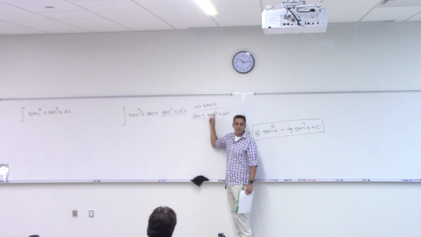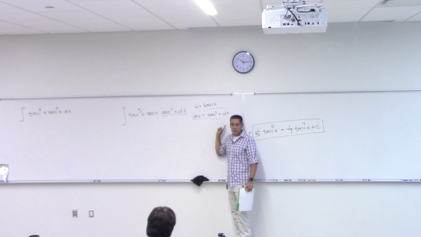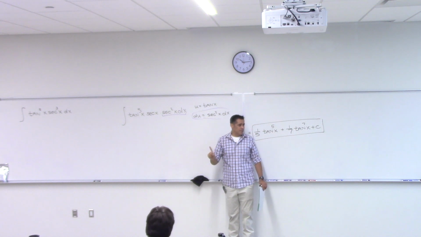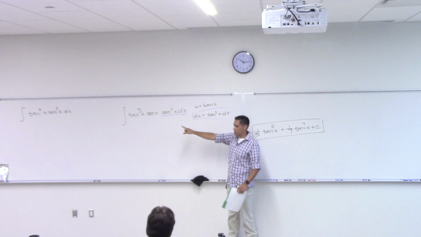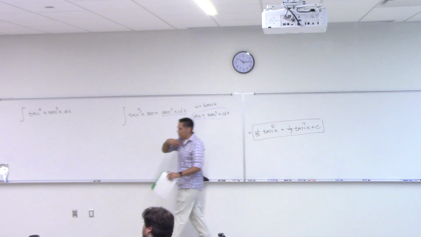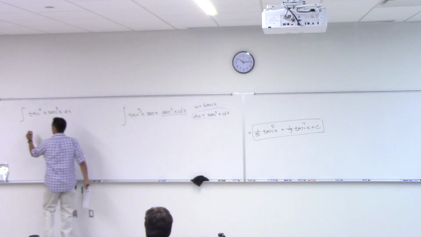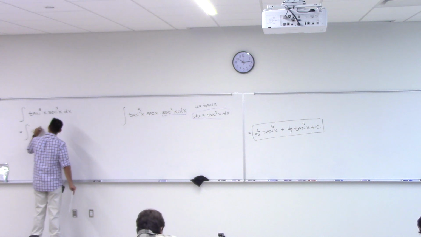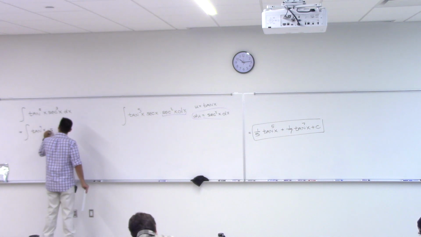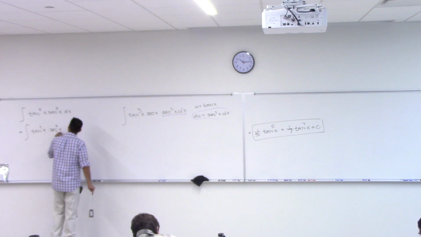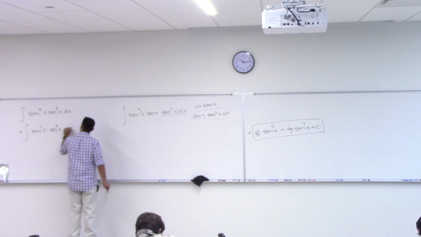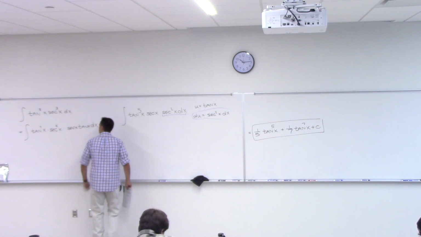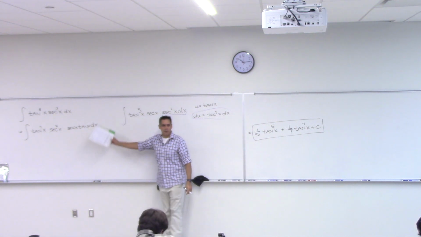What's the derivative of secant? Secant x tangent x, which means I'm going to peel off a tangent and a secant from that expression. Here I'm going to peel off one power of tangent and one power of secant. That will leave me with a secant x here and a tangent x here, dx. You'll see how I peeled one of each?